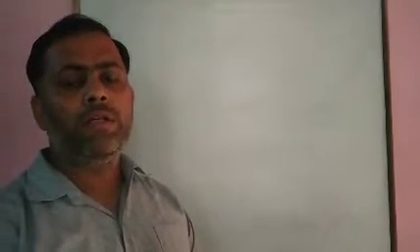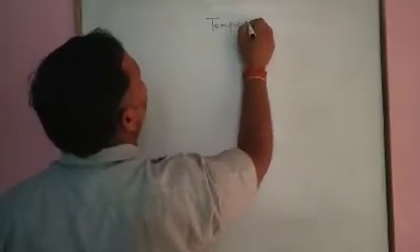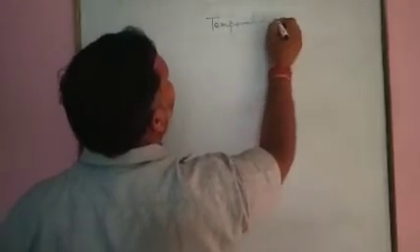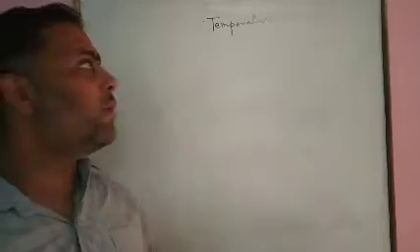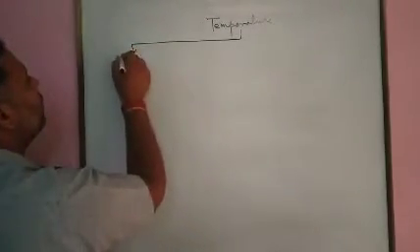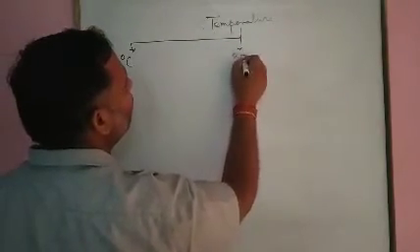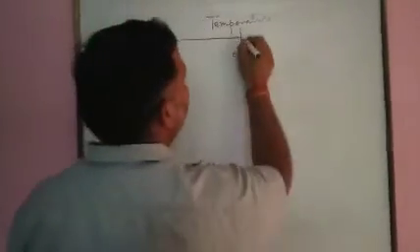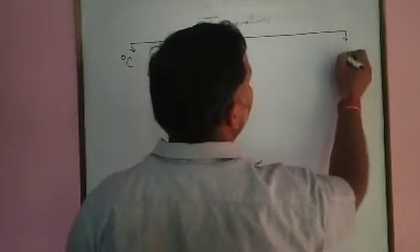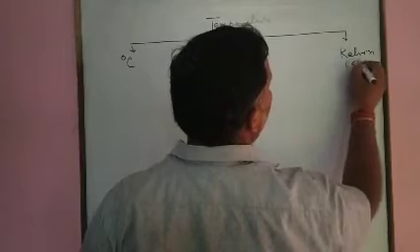Let us discuss the next physical quantity, that is temperature. It is measured in 3 units. What are these? It is measured in degree centigrade, then degree Fahrenheit, and the next one is Kelvin, which is the SI unit.